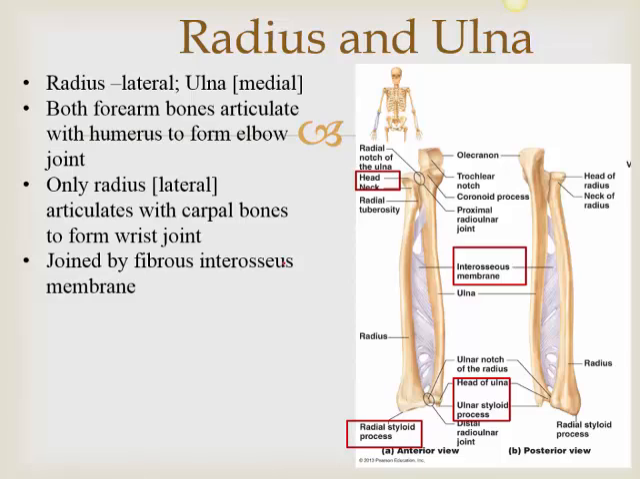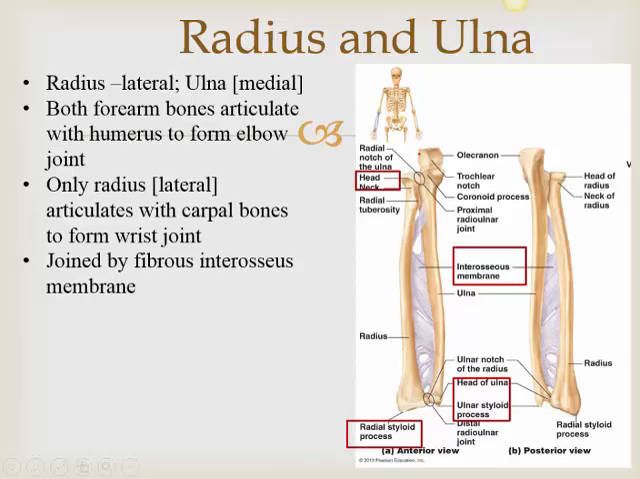Then when we look at the forearm bones, radius and ulna, and you should remember this from the introduction. Remember, in the forearm we said radial was the lateral side. We also called it the radial side. Ulna was the medial side. So the radius and ulna, radius is present laterally, ulna is present medially.